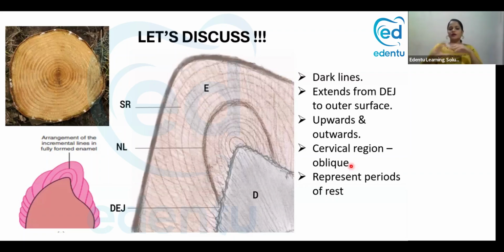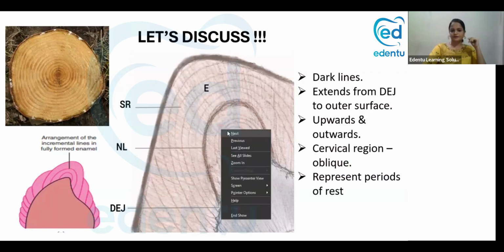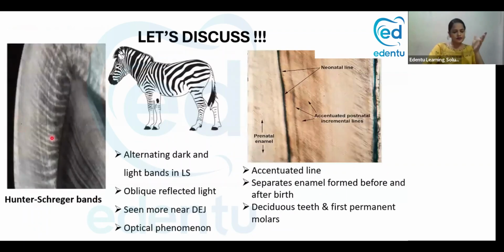Okay, so the enamel that is present between these lines represents the active period of the ameloblast. And these lines represent the resting period, or the quiescent period, of the ameloblast. So we will be discussing the other options also.